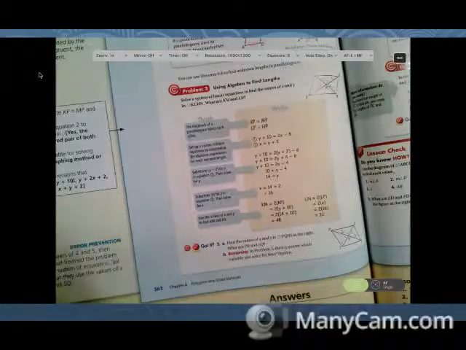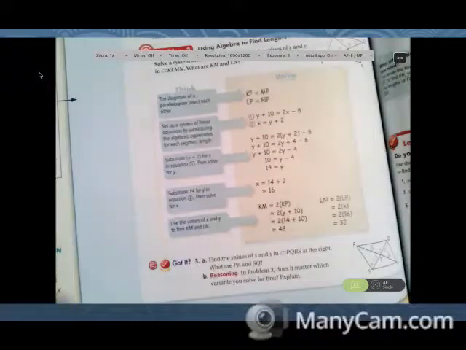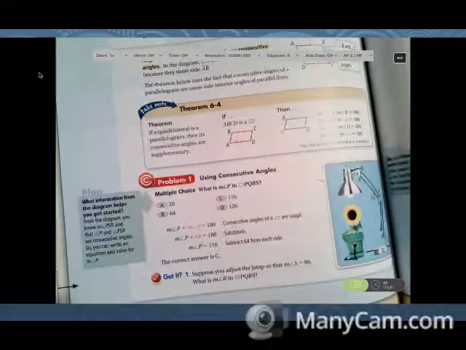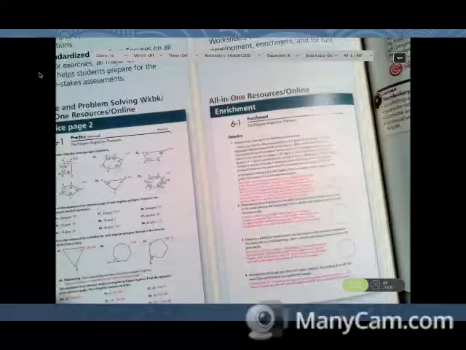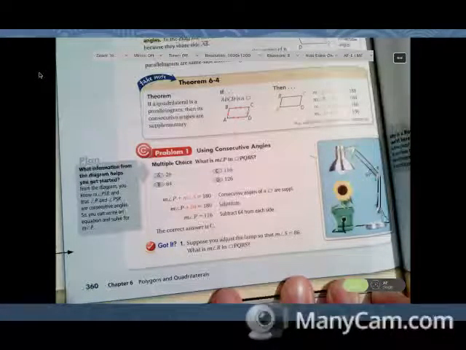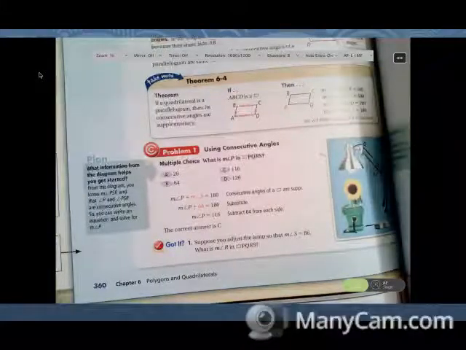Alright, and for the last problem, try to work it down here. Also try to get it here, I got it for number 1. Right, number 2, I got it right here. Alright, and number 4.